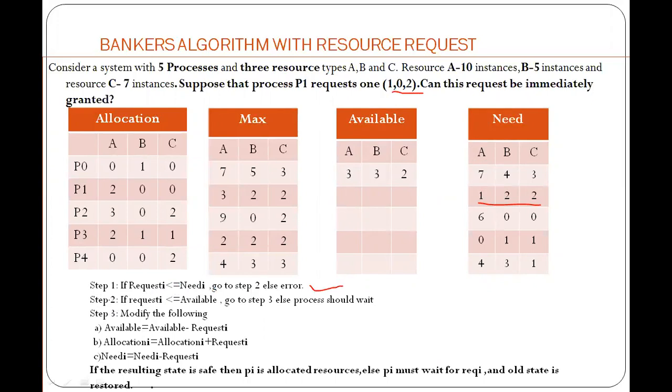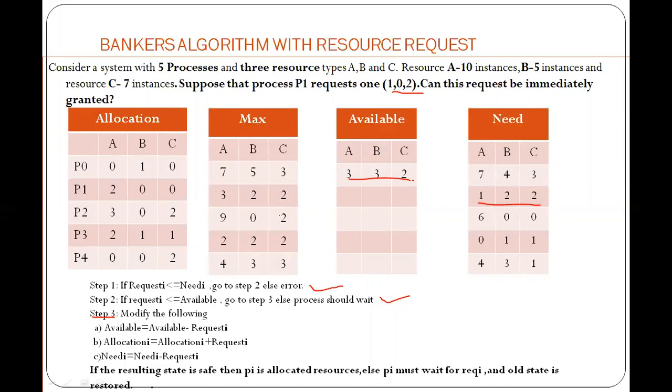So it is through this step. What about step 2? Step 2 says that the request should also be less than or equal to availability. Otherwise, you have to make the process wait. So what about availability? It is 332. So definitely 102 is much lesser than 332. So the second step also is through. Considering step 3: if it is through with step 1 and step 2, you can proceed to step 3. Step 3 is modifying these three data structures with respect to P1, that is availability, allocation and need.